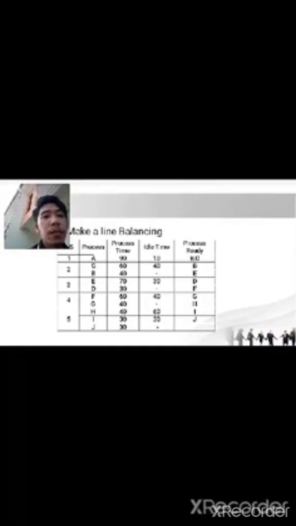And after that, we proceed to working station number 4. We have F and G. Same process. 100 subtracted to 60 equals the idle time is 40, and in process G we have 40, so the idle time will be 0. So the process ready will be G and H, and the last station will be H, I, and J.